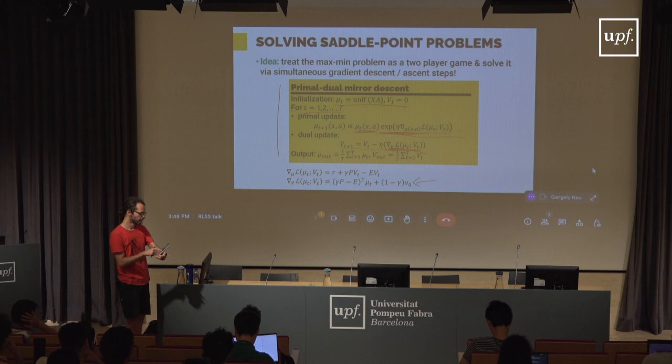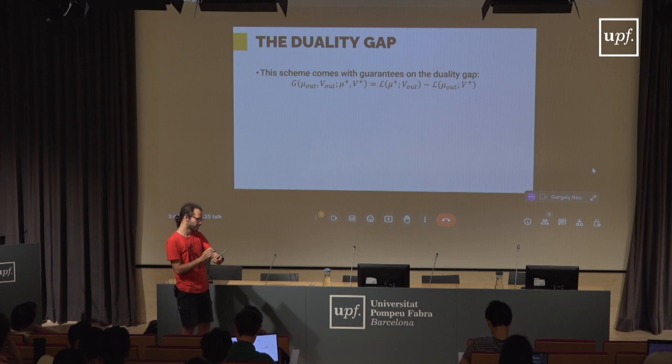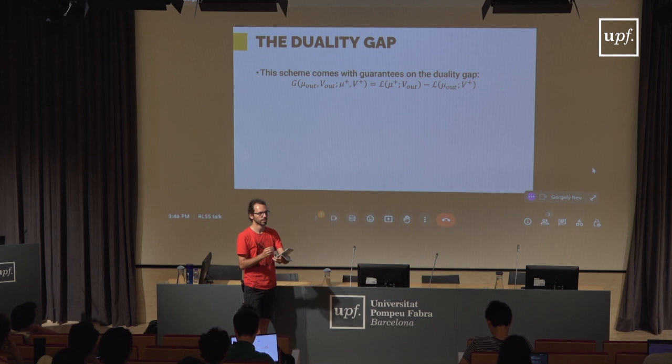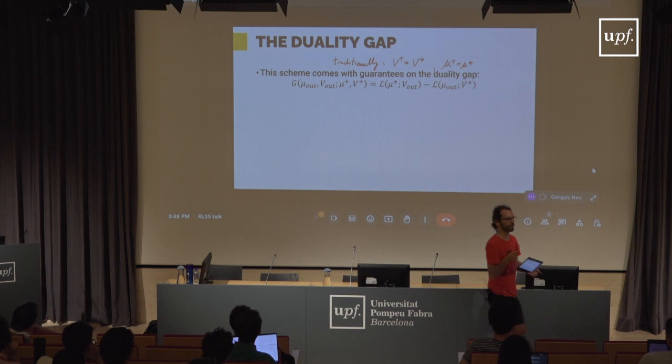These kinds of primal dual learning dynamics typically come with guarantees on what is called the duality gap. The duality gap evaluates, in a certain sense, how close we are to the saddle point of the problem. So traditionally, what is being used in this definition is v plus equals v star and mu plus equals mu star. These are the so-called comparator points of the duality gap.